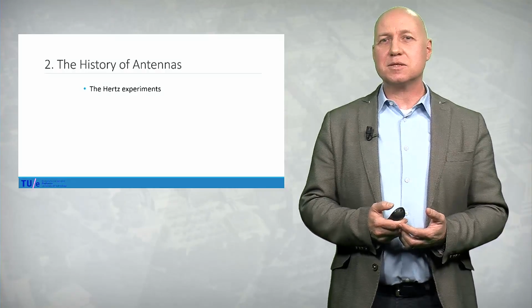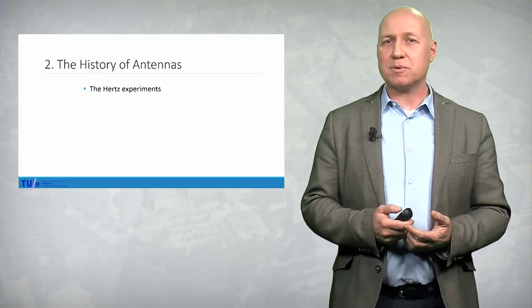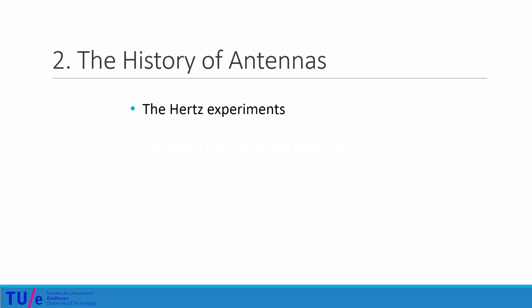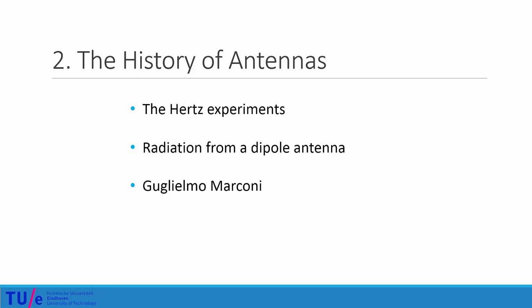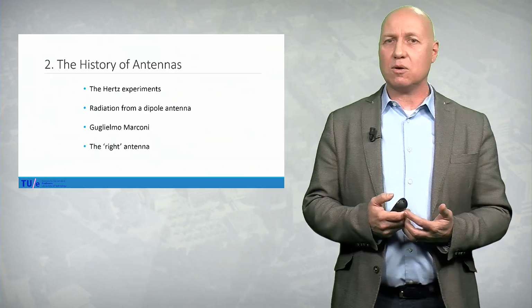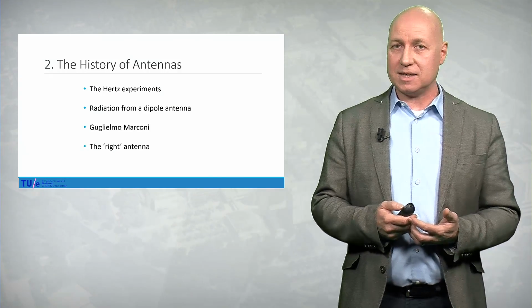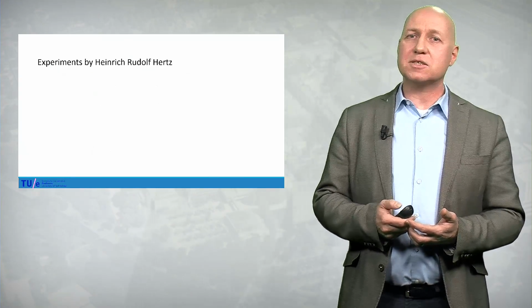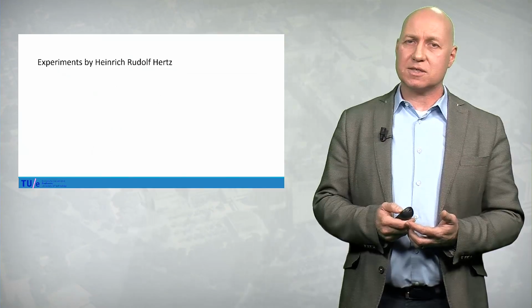I'll be doing that by discussing the experiments by Heinrich Hertz, the way Heinrich Hertz showed how radiation emanates from a dipole antenna. Then I'll briefly discuss the early work of Guglielmo Marconi, and I'll talk about what Marconi called finding the right antenna. So let's start with the experiments by Hertz.